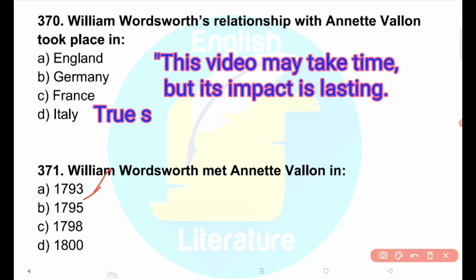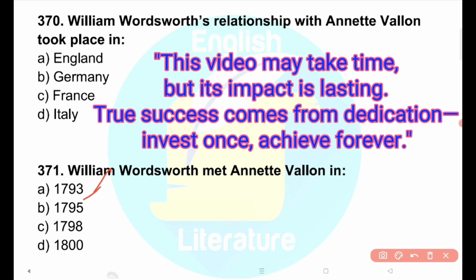By 1800, Wordsworth had settled in Dove Cottage in the Lake District.